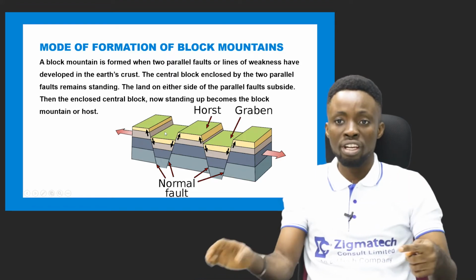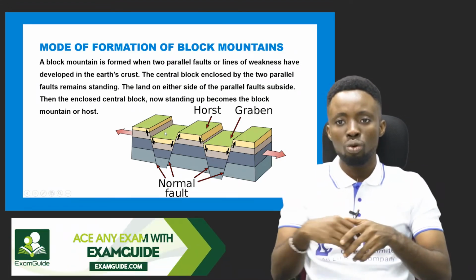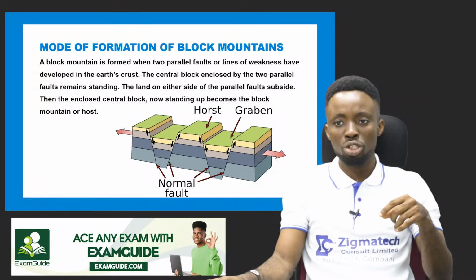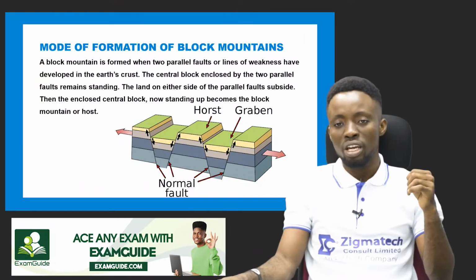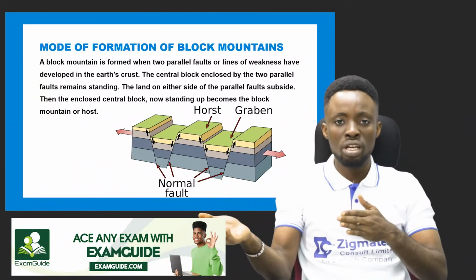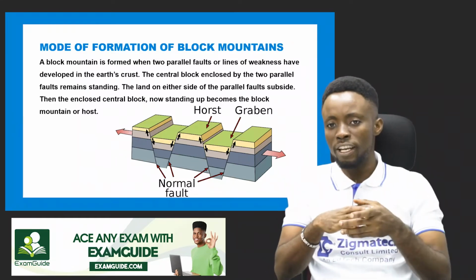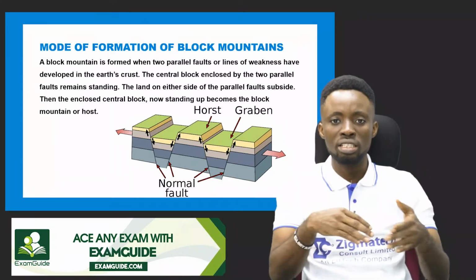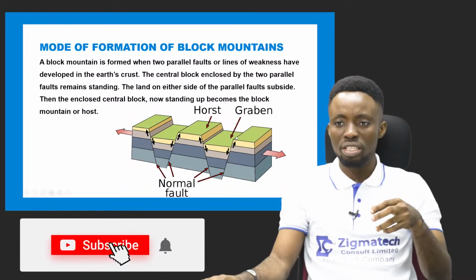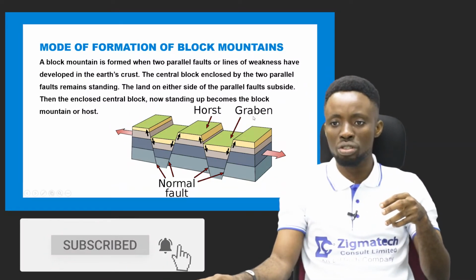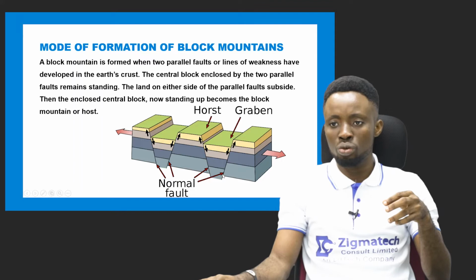The elevation of a parallel rock will lead to the formation of a block mountain, while the reverse, which is a depression, will cause the formation of a rift valley. A block mountain is otherwise known as a horst, and a rift valley is otherwise known as a graben. So as you can see here, we have a horst and a graben.